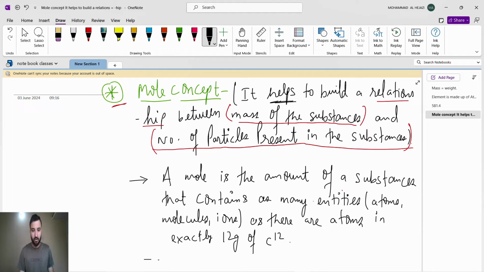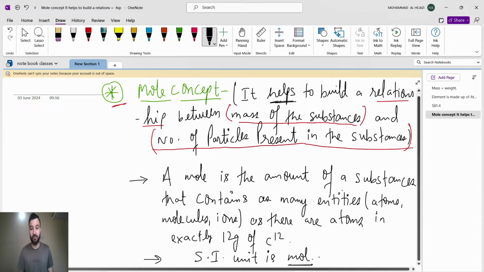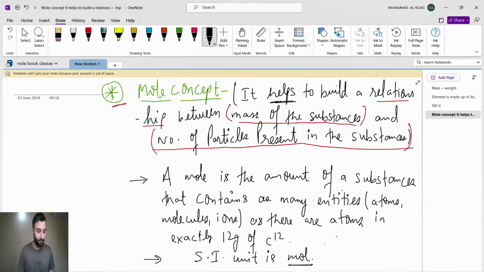Okay. Now we'll write the SI unit. SI unit is mole, because mole concept, SI unit is what? SI unit is mole. Okay.